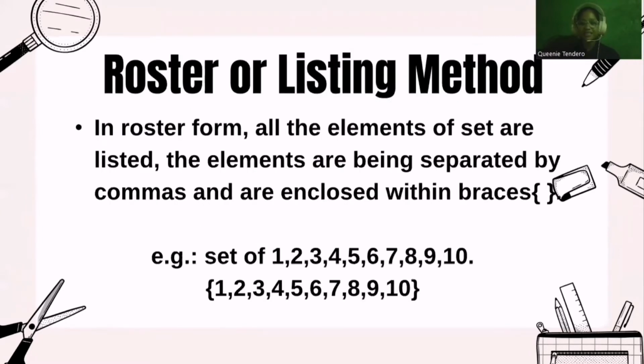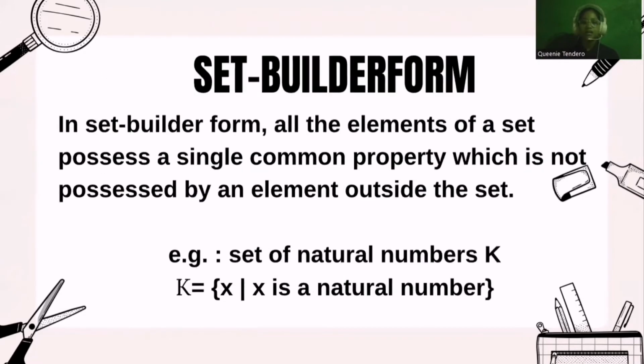In the roster or listing method, can you please read, Mr. Dote? Thank you so much. From the word itself, listing. What you're going to do is list all the elements, separate them by commas, and then close it with braces. As you can see in our example, we have a set of numbers 1 to 10. It is enclosed by braces and the elements or numbers are separated by commas. Next, set builder form. Please read, Ms. Talatala.